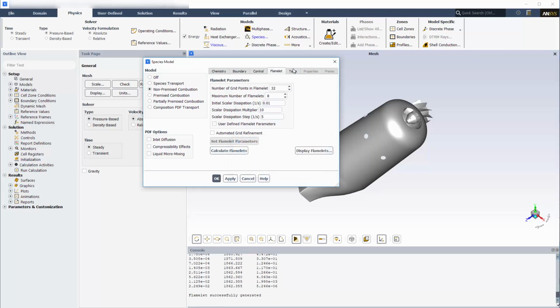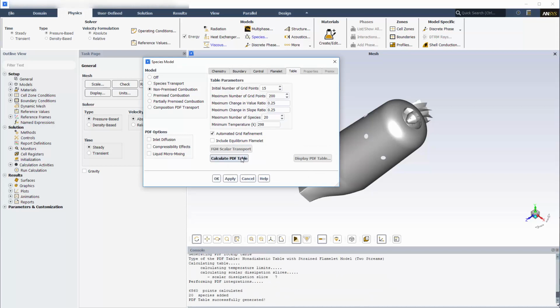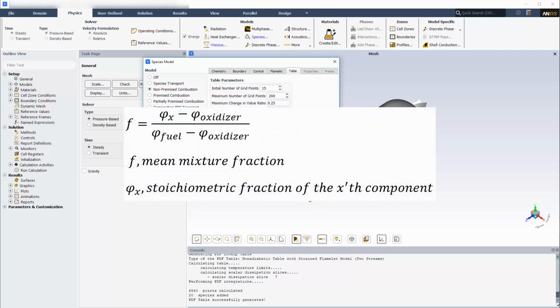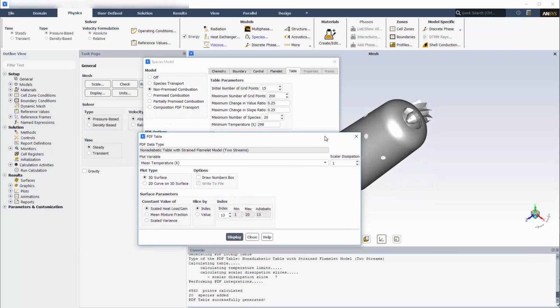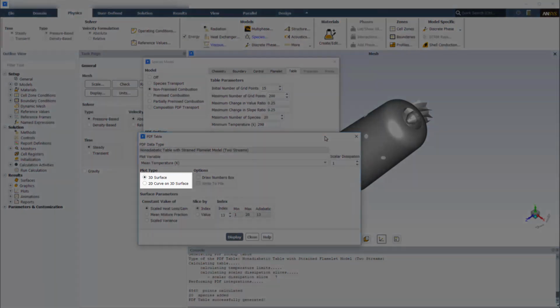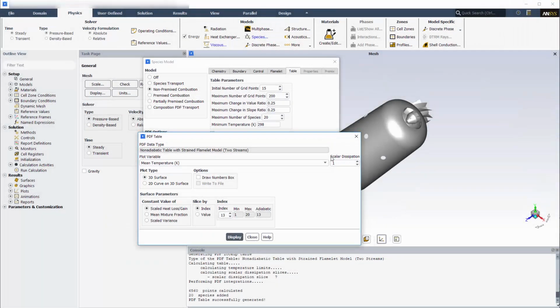With my flamelet generated, I can now create a probability density function, or PDF, that describes the variable values as a function of the Schwab-Zeldovich variable, denoted as the mean mixture fraction, which depends on the relative amounts of fuel and oxidizer in a given volume. When the mean mixture fraction has a value of 1, the fluid is composed entirely of fuel. Conversely, when the mean mixture fraction equals 0, the fluid is composed of pure oxidizer. By default, the PDF is described by a beta function, which can be visualized in 2 or 3 dimensions for each variable.